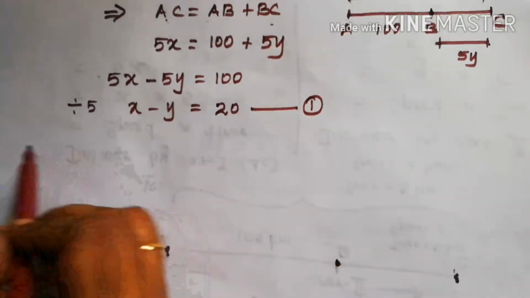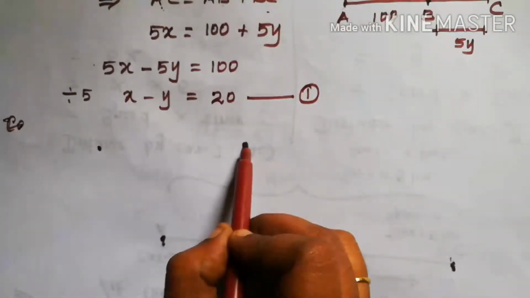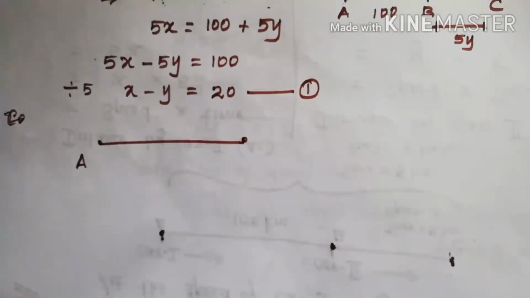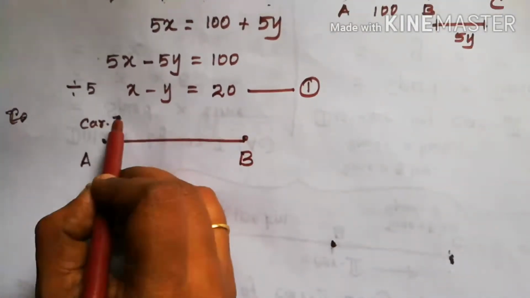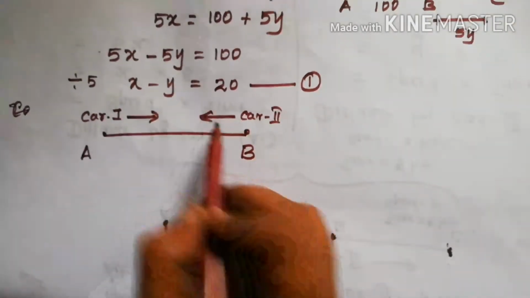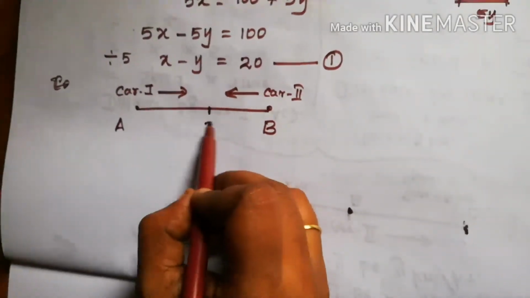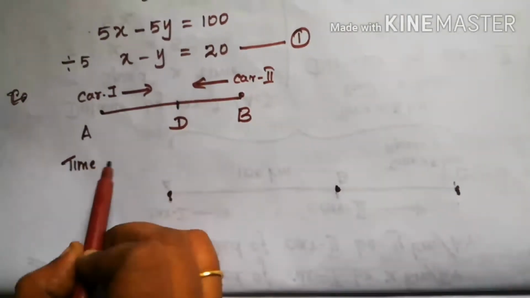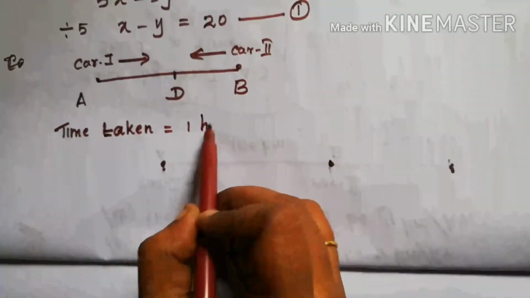What is said in the second case? Both the cars are traveling towards each other. Towards each other in the sense, what is it? They will be traveling in the opposite direction like this, and they meet somewhere over here. You can take it as some point D, and they meet in 1 hour. So the time taken here is given as 1 hour.